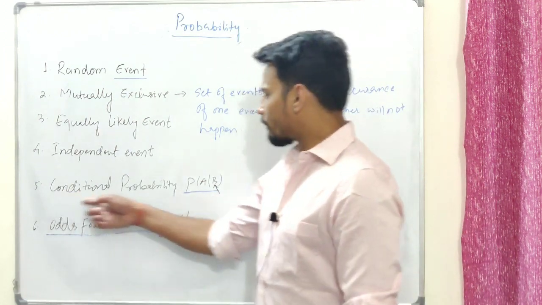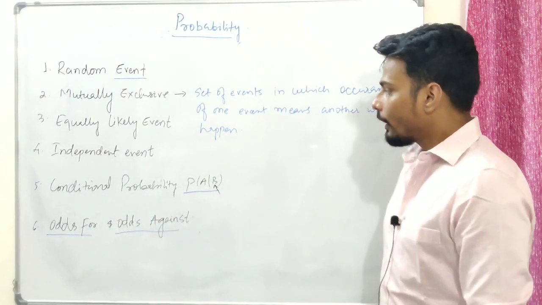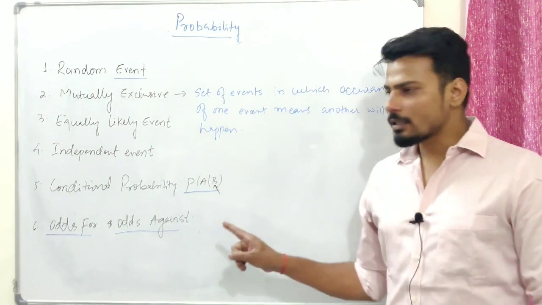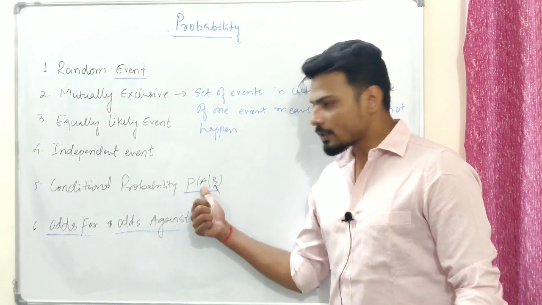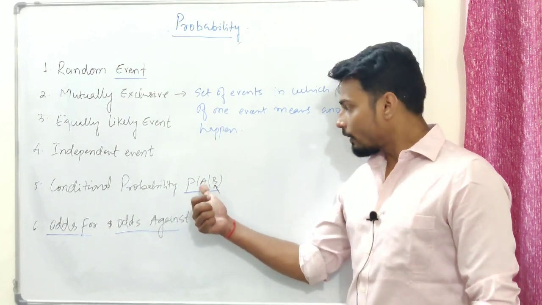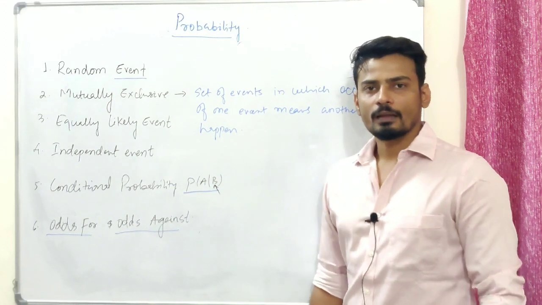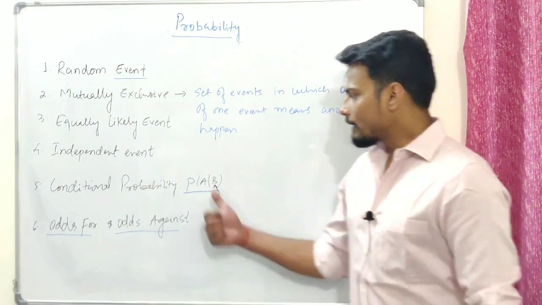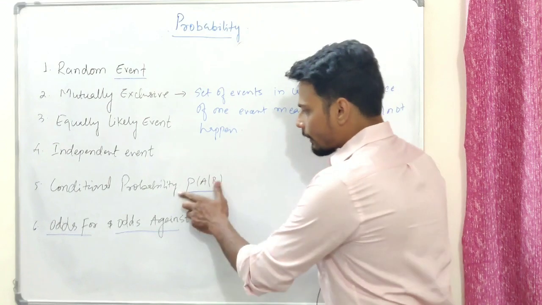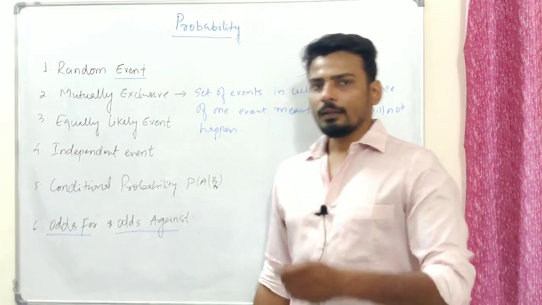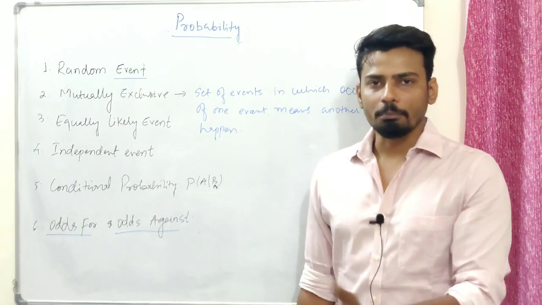Now the conditional probability. Okay, actually over here I have written this P(A/B). It means the chances of occurrence of A is controlled by a previously occurred event, which is B. Are you getting the point? It means the occurrence of A is not independent. It depends upon the previously occurred event, which is B.